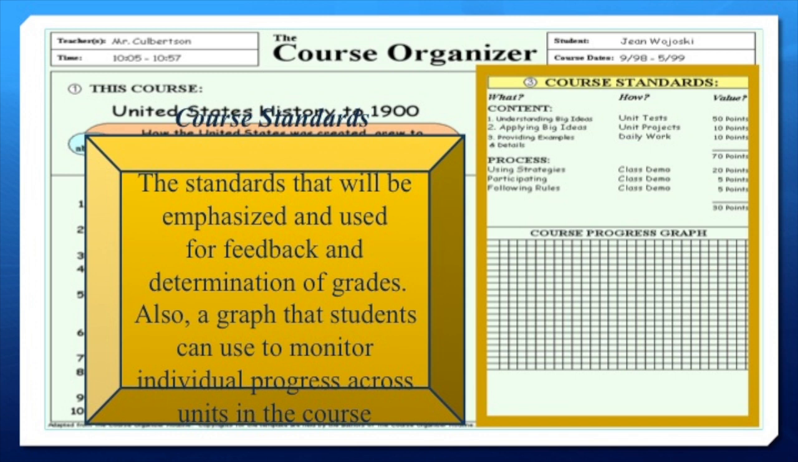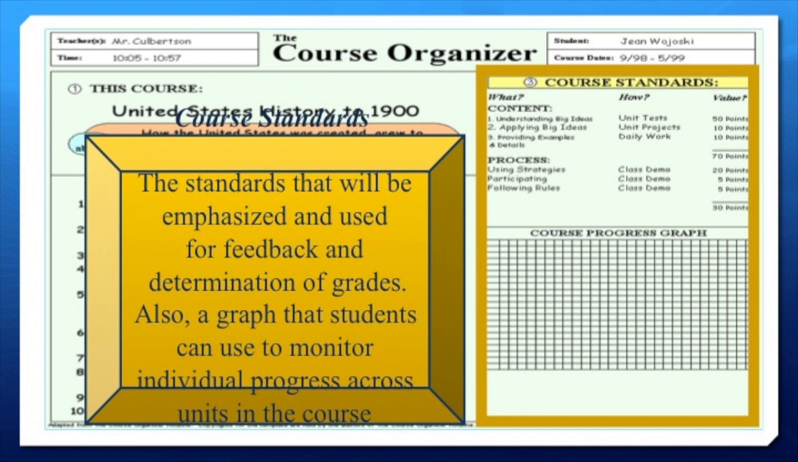Here is a place where you can relate to your students from the very beginning of the year. These are the different ways that I'm going to assess you, and these are how I'm going to look for content and for process. Now, again, on this course organizer for United States History to 1900, there are several examples under content standards and process standards.